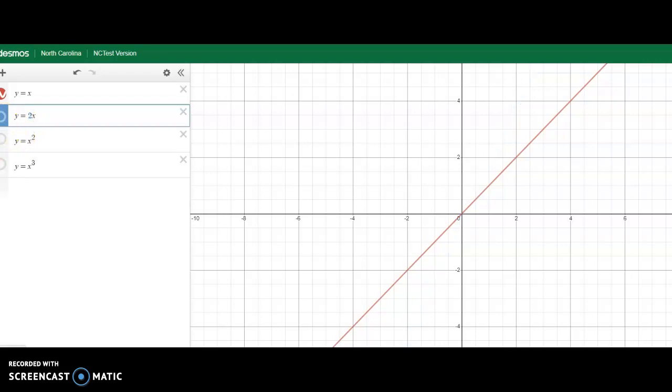Now, if we look at this, we can see that that is a parabola. Anything that's x squared is going to be a parabola. And for x cubed, we get what I call a little swiggle.